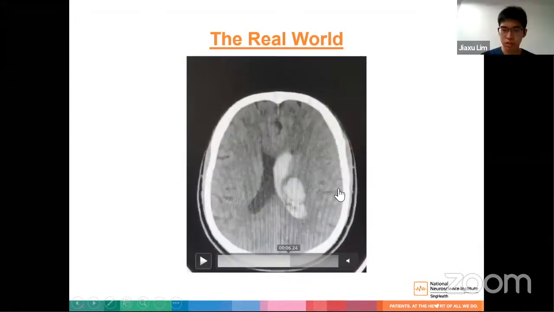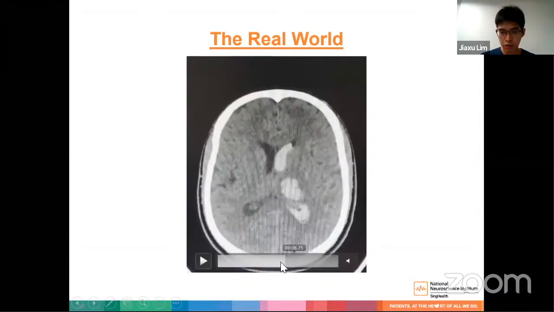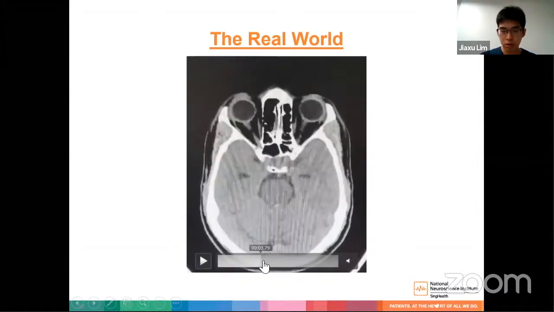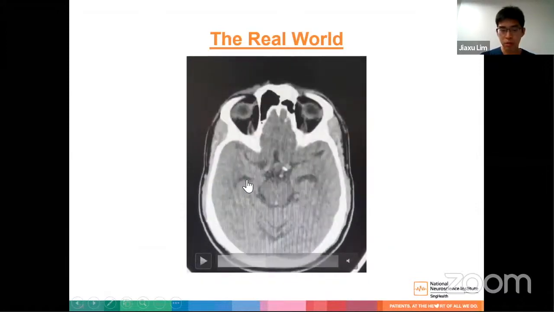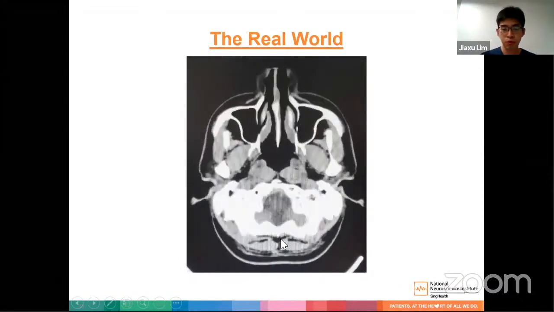You can see the ipsilateral sulci and gyri still wide open. Now this intracerebral hematoma has actually dissected into the ventricles, as you can see. And if you look down at the temporal horns, you can see some early prominence suggestive of hydrocephalus. All right, so let's move on to the next scan.